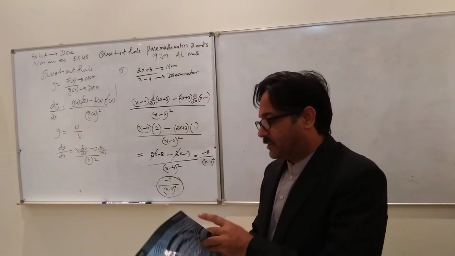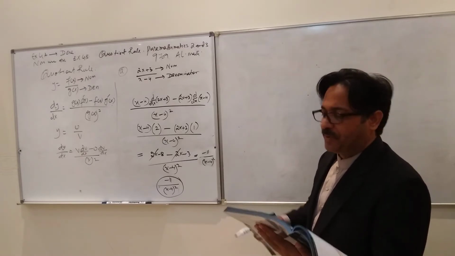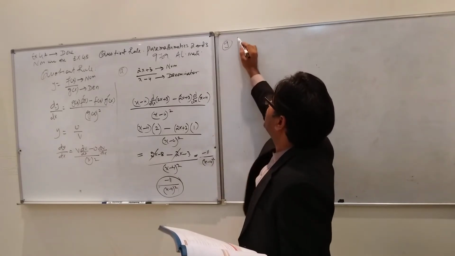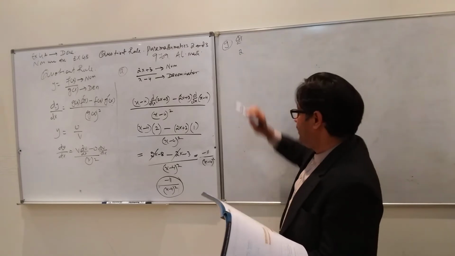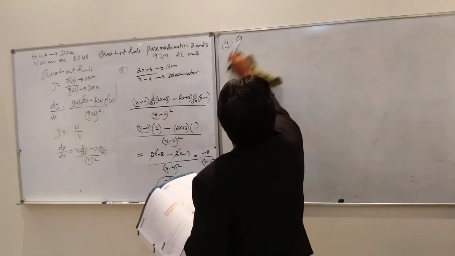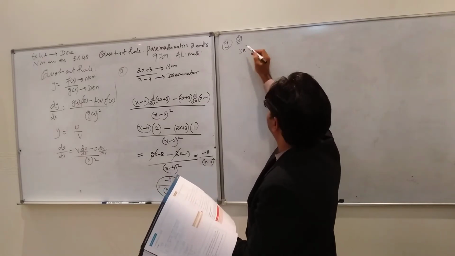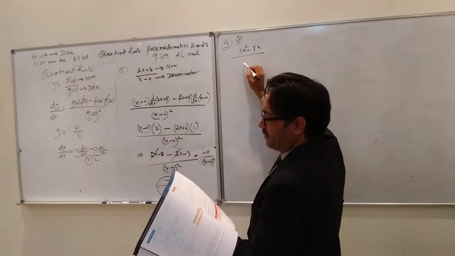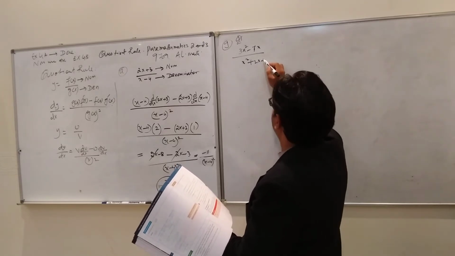Okay. Next question. Let's do one more part. Let's do part G, the same question 1, part G. They say 3x squared minus 7x divided by x squared plus 2x plus 5.